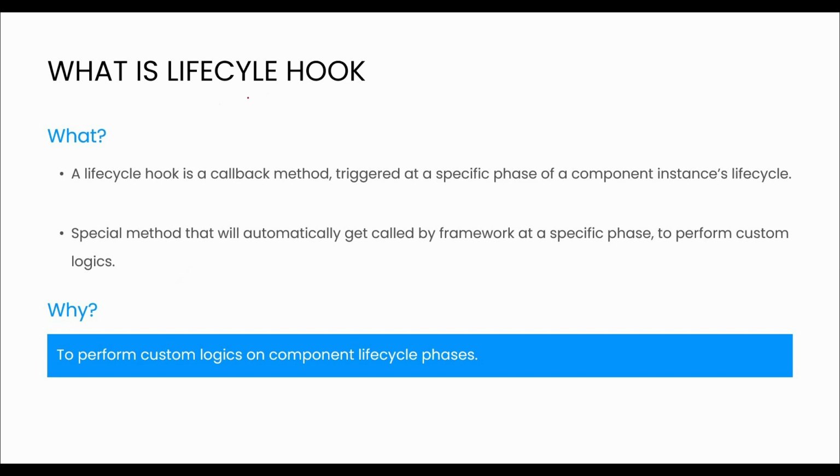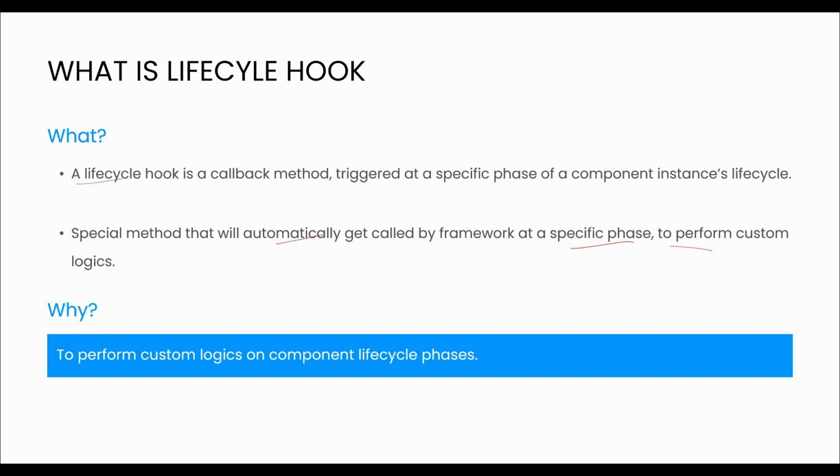Now it should be easy for you to understand what a lifecycle hook is. So let's go through the definition again. A lifecycle hook is a callback method triggered at a specific phase of the component instance lifecycle. Or in other words, we can say a lifecycle hook is a special method that will automatically get called by the framework at a specific phase to perform custom logic. I mean, when a component enters a specific phase, the framework gives us a callback and says, I have reached here. Do you want to execute your custom logic? If yes, then use the specific lifecycle hook.